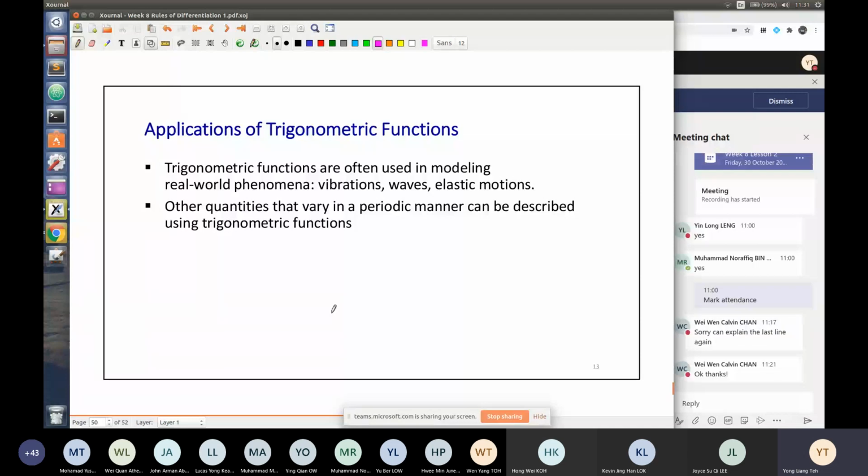So now we talk about the applications of trigonometric functions as well as their differentials. I think you have seen this in action before already. Trigonometric functions are often used in modeling of real-world phenomena involving vibration, waves, as well as elastic motion, as well as some kind of reciprocating motion. So as long as there's some periodic smooth motion, typically you can use trigo functions, although the trigo function may not be friendly looking.